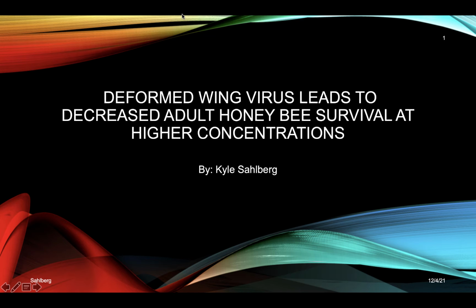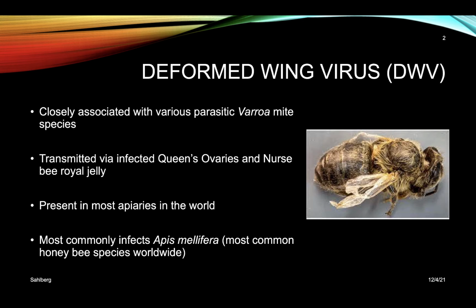Hi, my name is Kyle Stolberg, and today I will be talking about deformed wing virus and how it leads to decreased survival in the honeybee Apis mellifera at increased concentrations. So, deformed wing virus, or DWV, is an RNA virus that utilizes species of Varroa mites as its main vectors.